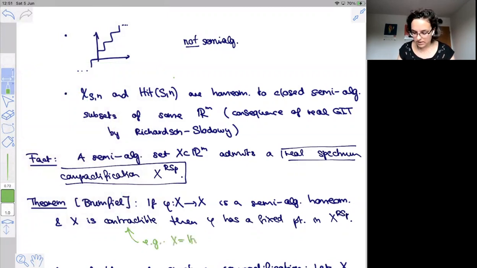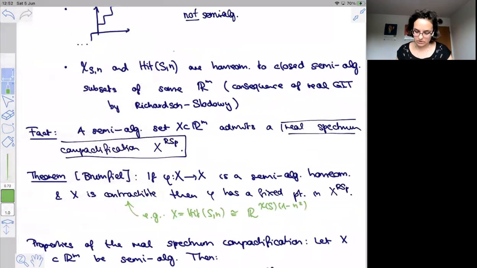to the Hitchin component, which we saw earlier as a fact that Hitchin proved that this is homeomorphic to R to the Euler characteristic of S times 1 minus n squared.